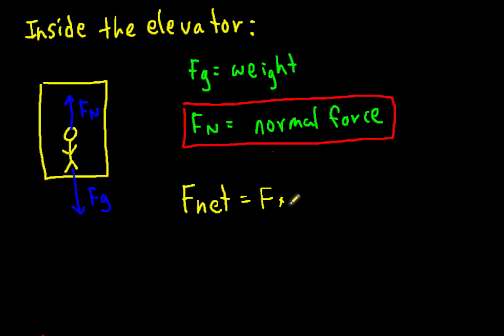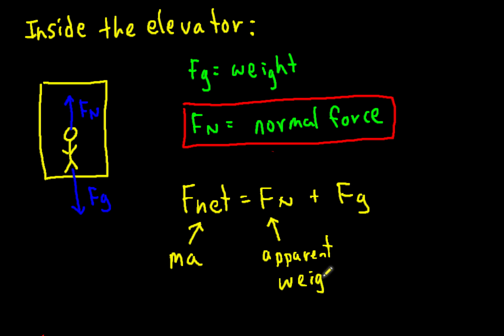F net on a person standing in the elevator is always the combination of the two forces acting on them. Normal force plus force of gravity. F net is ma, Fn is apparent weight, or normal force, and Fg is your true weight, or your force of gravity. We'll use this formula to do our calculations in the next example.